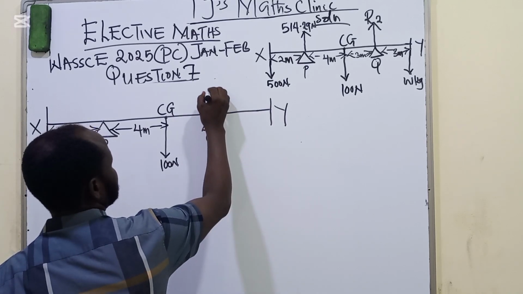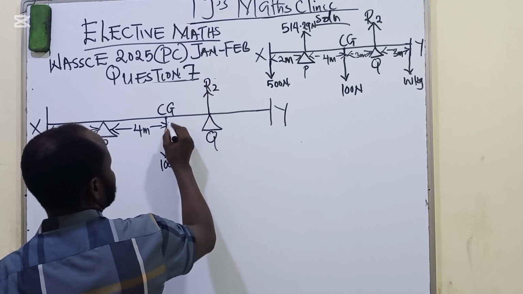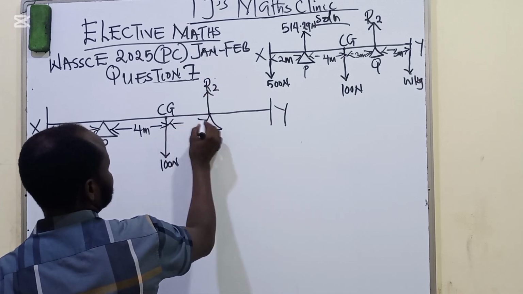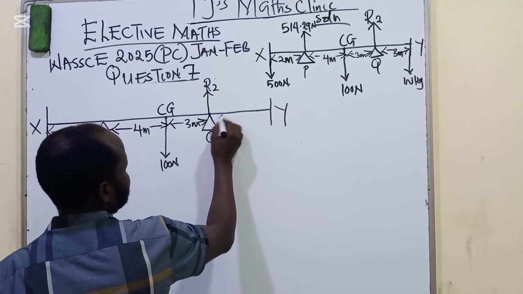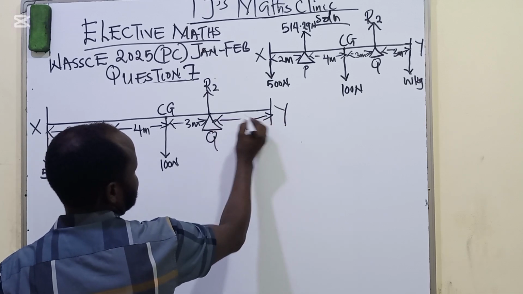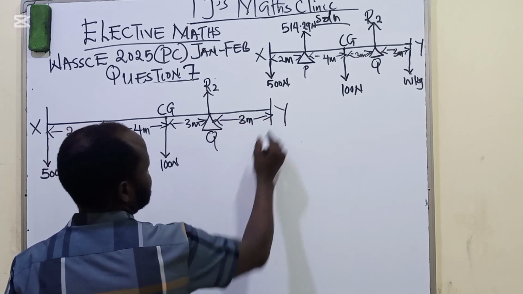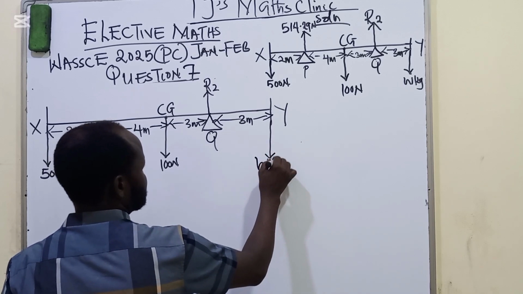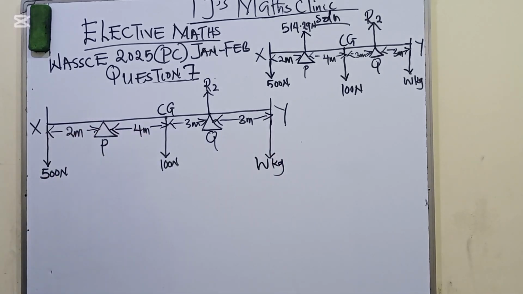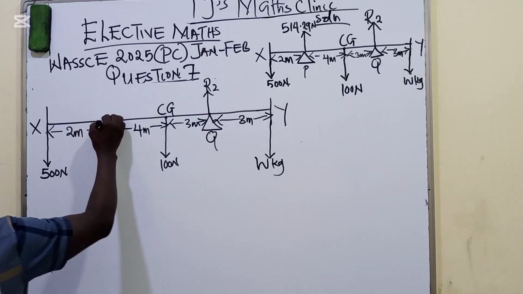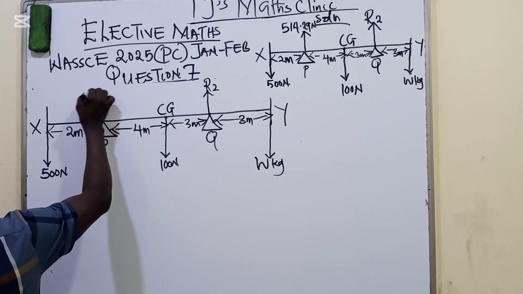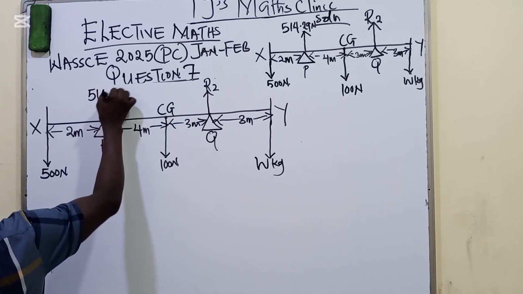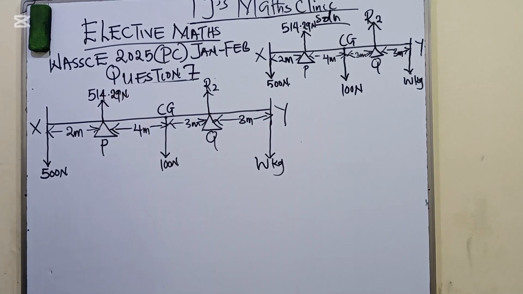We have the reaction at Q as R2. The length here is 3 meters, and the length here as well is 3 meters. Then we have the weight W kg at Y. Very important. This is how the drawing is going to be. Then we have the reaction at P as 514.29 Newton. So this is the enlargement of this drawing.